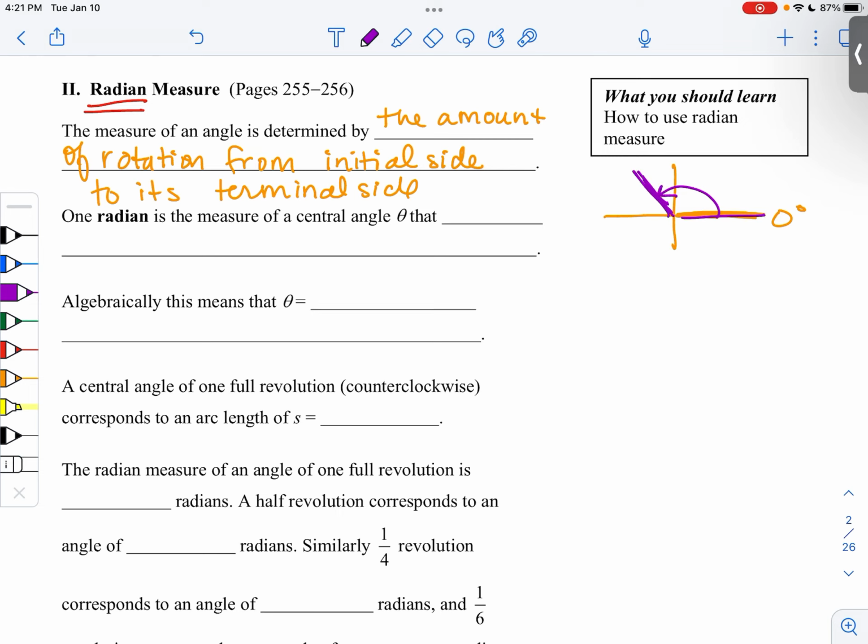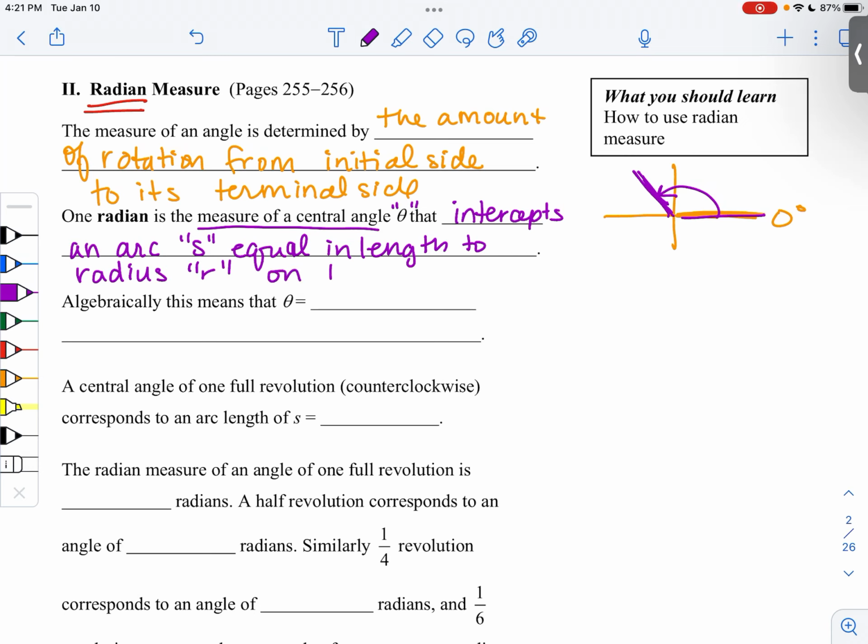1 radian is the measure of the single angle theta, which is a Greek letter, that intercepts an arc, which we usually call S, which is equal in length to a radius, which we know is R, on the circle. So for example, if this is my circle, that was not a good circle. Let me try a better one.